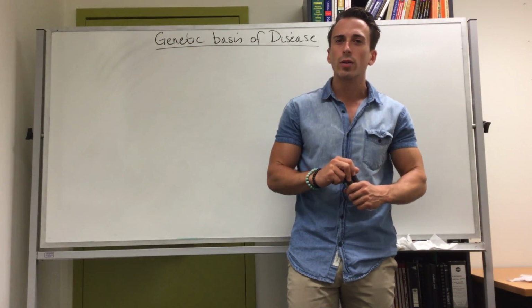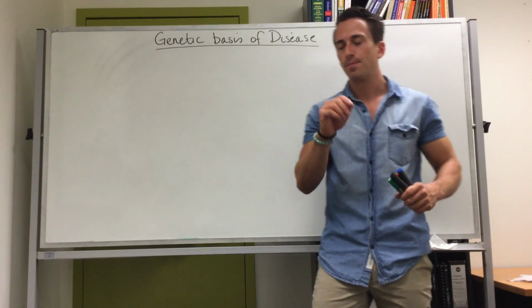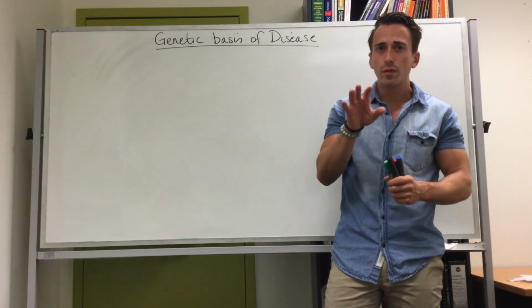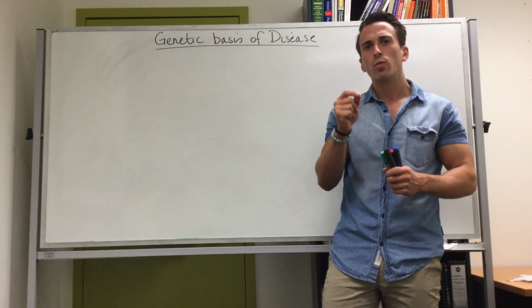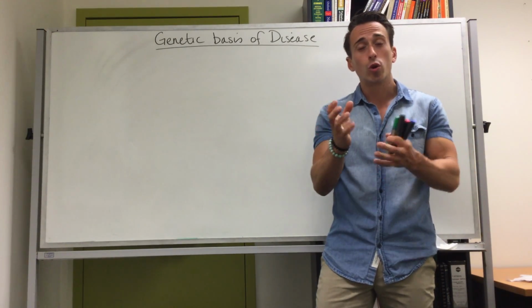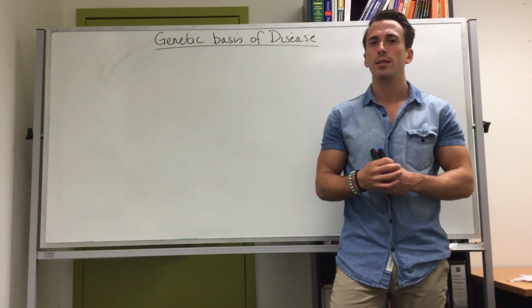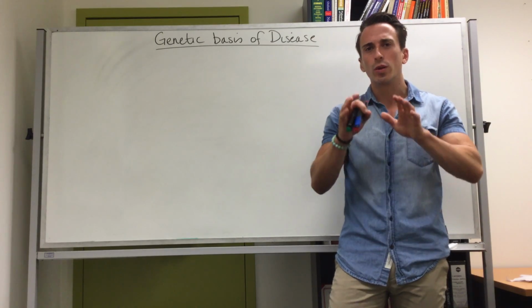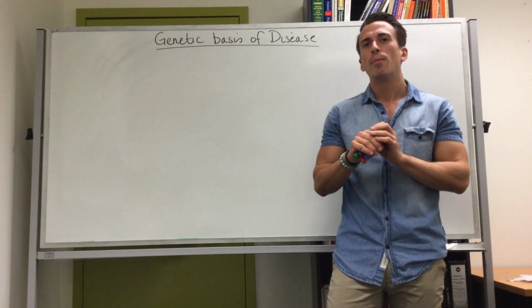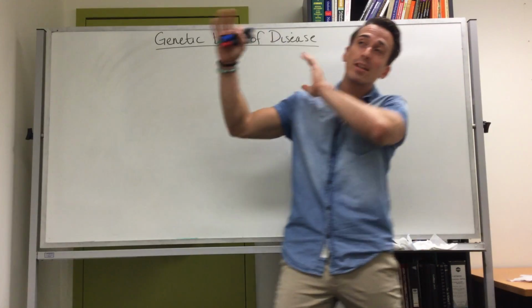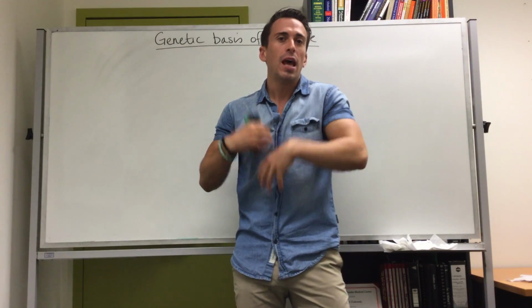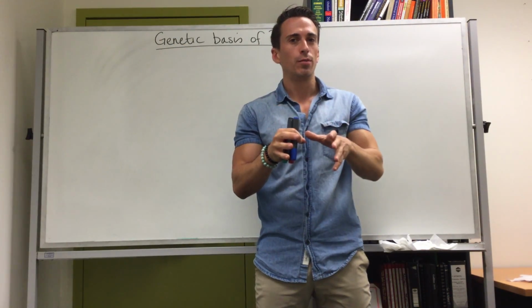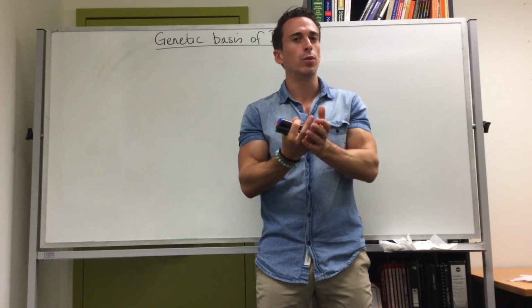So let's take a quick look at the genetic basis of disease. Before we begin, it's important for you to realize that when you look at the underlying etiology or cause of the majority of diseases, you find that they are due to a complex interaction between the environment, whether that be the external or internal environment, and your genetic material. So it's this complex interplay between the two.